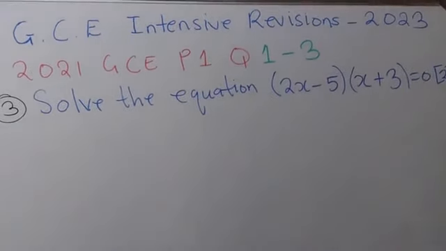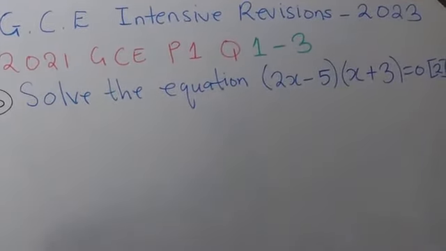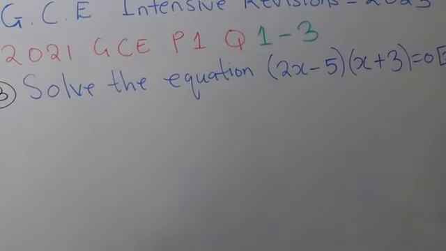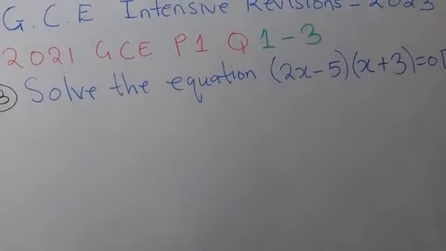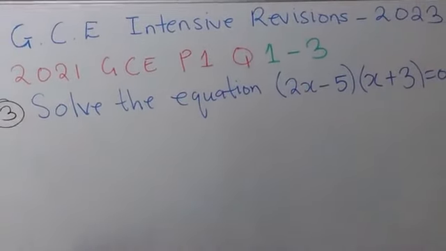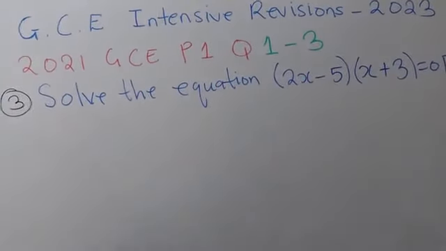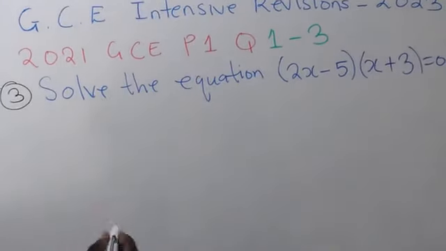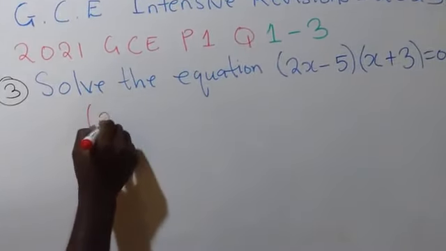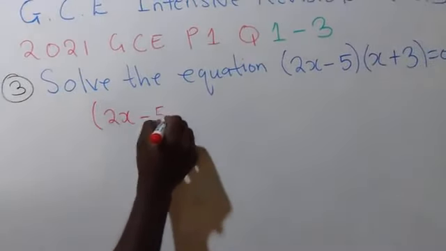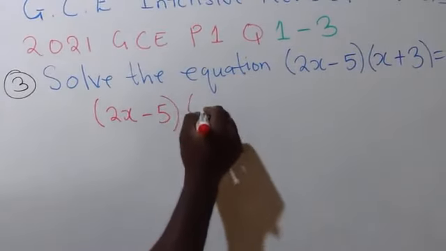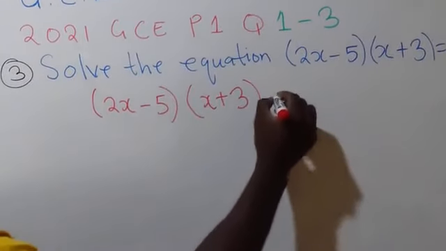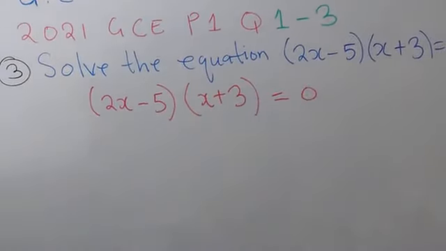Question 3 is saying solve the equation: in brackets you have 2x minus 5, another bracket you have x plus 3, equal to 0. This is carrying 2 marks. So how can you solve this equation? You're going to write first the question, which is (2x minus 5)(x plus 3) equal to 0.